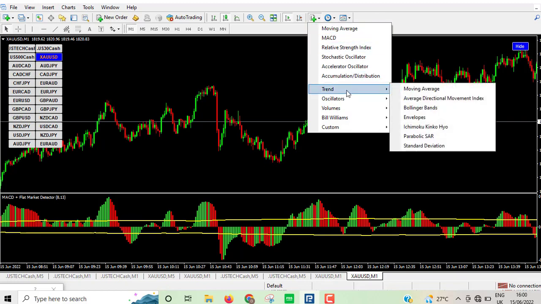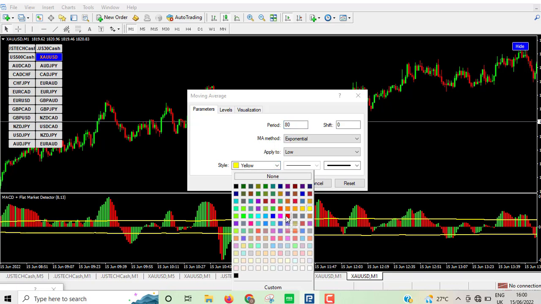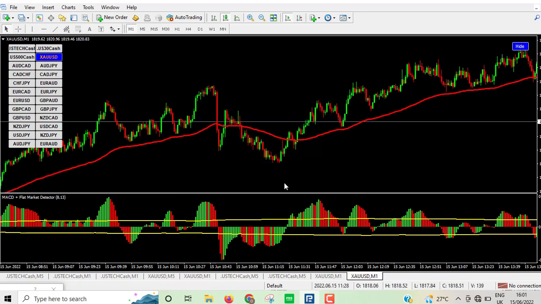But if not, just go to trend, then moving average. So I'm going to use moving average 80, and that's what we actually use. The color, let me change this one to red. That'll be easy for you. Then MA method, exponential, apply to low, and color and style red, that's the color, and we have it.